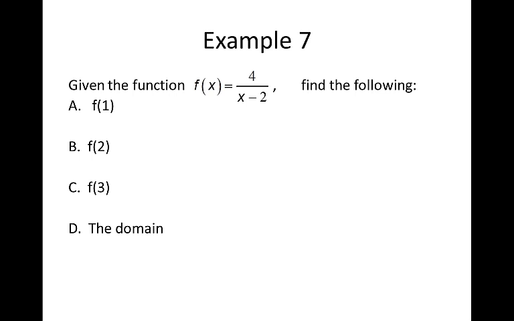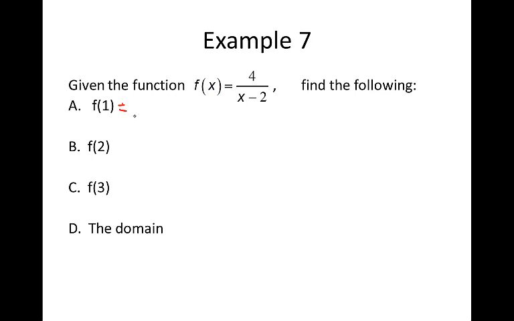Okay, so given the function f of x equals 4 over x minus 2, find the following. Find f of 1, f of 2, f of 3, then find the domain. Pause the video here. You have enough information to go on to get this one right. All right, welcome back. Did I give enough time to pause it? I hope so. Here we go.